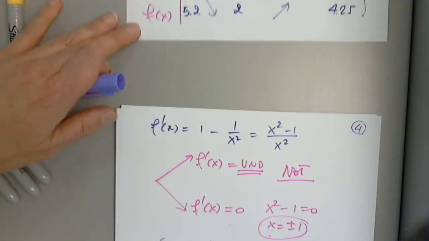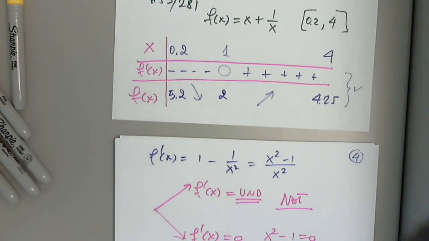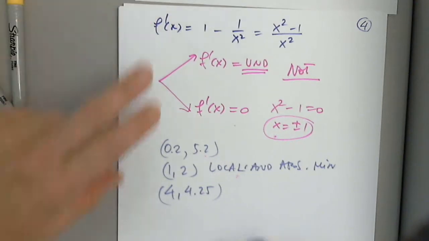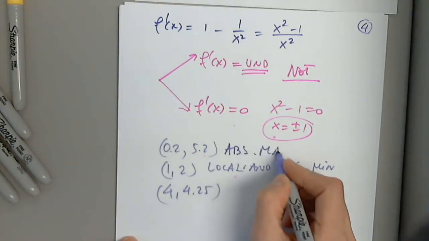Excellent. Now let's go back and see what we can write about 0.2 comma 5.2 and what we write about 4 comma 4.25. What do we write about 0.2 comma 5.2? It cannot be local because it's at the end point of the interval. Never local at 0.2 or 4. Not possible because I cannot show the open interval. Is it an absolute max? Okay, I agree. 0.2 comma 5.2, it's an absolute max.